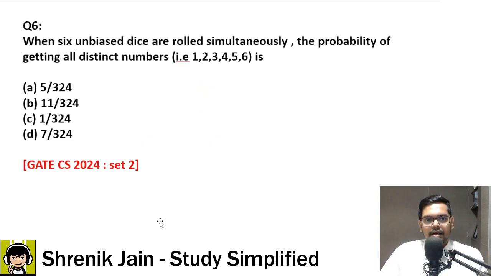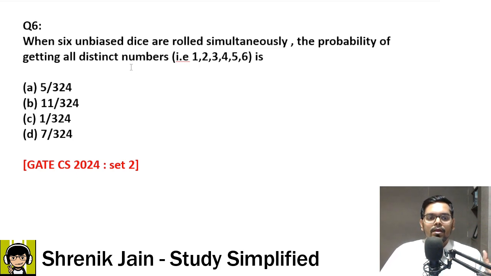When 6 unbiased dice are rolled simultaneously, the probability of getting all distinct numbers 1, 2, 3, 4, 5, 6 is what? A, B, C or D. GATE CS 2024 set 2. So it's not that tough a question. Again an easy question. Probability is requirement by total. Total is what? 6 unbiased dice. So 6 to the power 6.